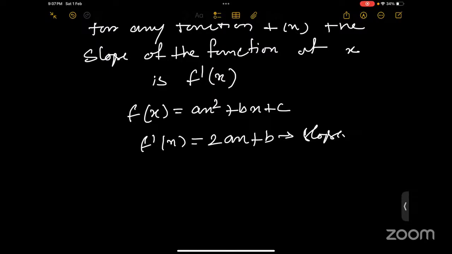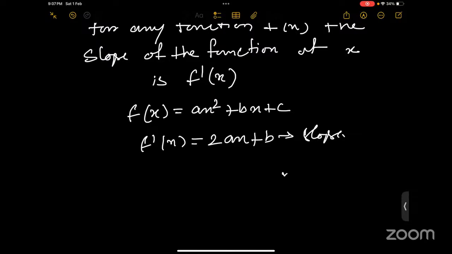If you have any function, any quadratic or cubic or any n degree polynomial, then the slope is basically nothing but the derivative of the function at that point. And for any quadratic function, the derivative is the slope. Okay. Ma'am, for a linear function, mx plus c, is the derivative of a linear function the derivative of mx plus c?